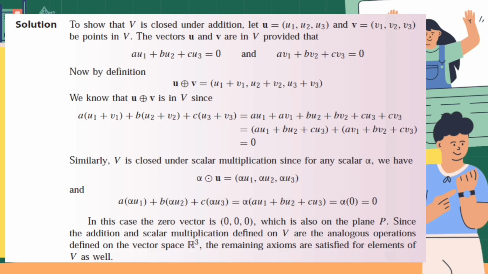Why is it 0? Because it comes from the given, so that is equal to 0. So alpha times 0 is 0. In this case, the 0 vector is 0 0 0, which is also on the plane P. So since the addition and scalar multiplication defined on V are the analogous operations defined on the vector space, the remaining axioms are satisfied for elements of V as well.